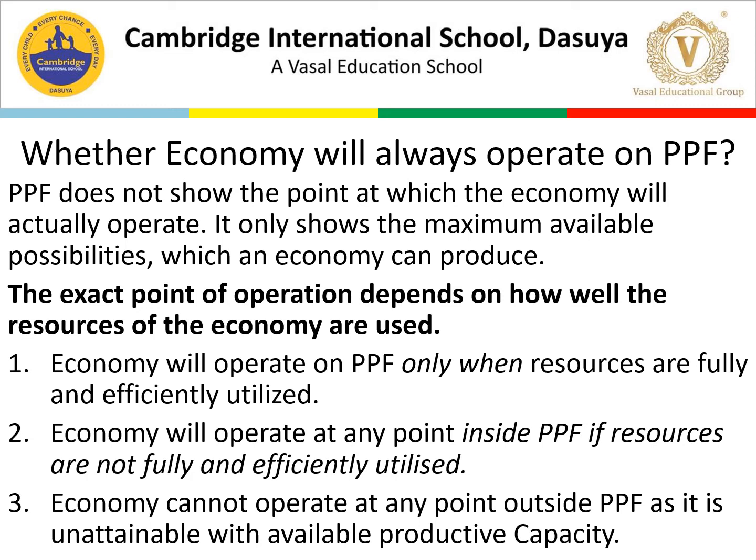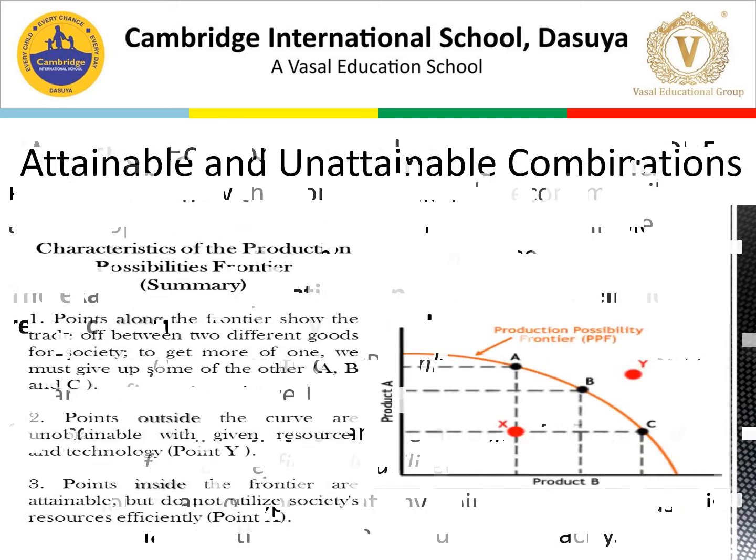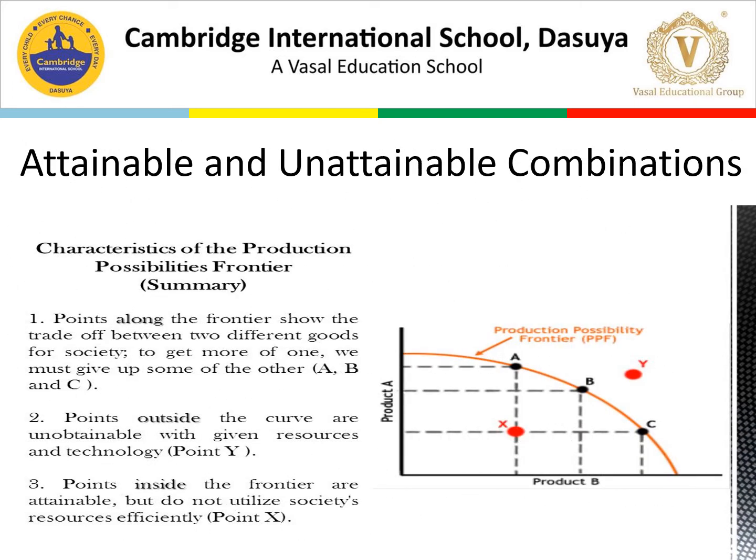The last point is the economy cannot operate at any point outside the PPF as it is unattainable with the available productive capacity. Some goals are not reachable for us, so we are not able to achieve those goals. We call these unattainable combinations of goods, which we cannot even produce. Next we will discuss attainable and unattainable combinations.